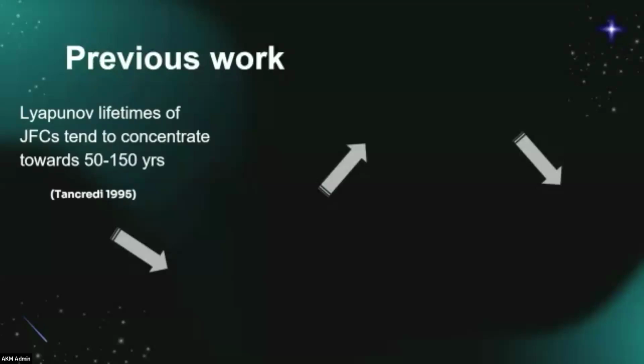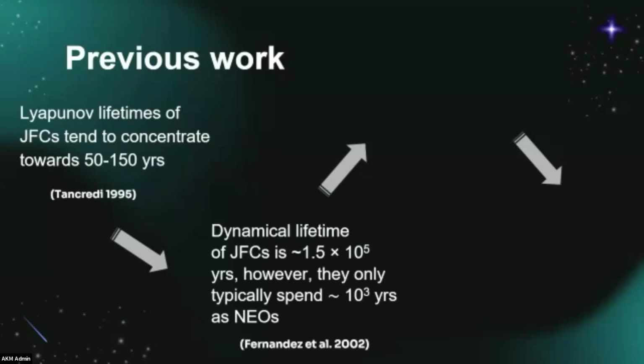So, a brief overview, sorry, not too much text, but let's get through it. Like I said, these comets have very unstable orbits. They're very chaotic. One way to measure this level of chaos is a Lyapunov lifetime, from the Lyapunov characteristic exponent. All that means is that the lower the value, say 50 years, the less you can very precisely predict where that object is going to be after about 50 years. These values tend to concentrate towards 50 to 150 years.